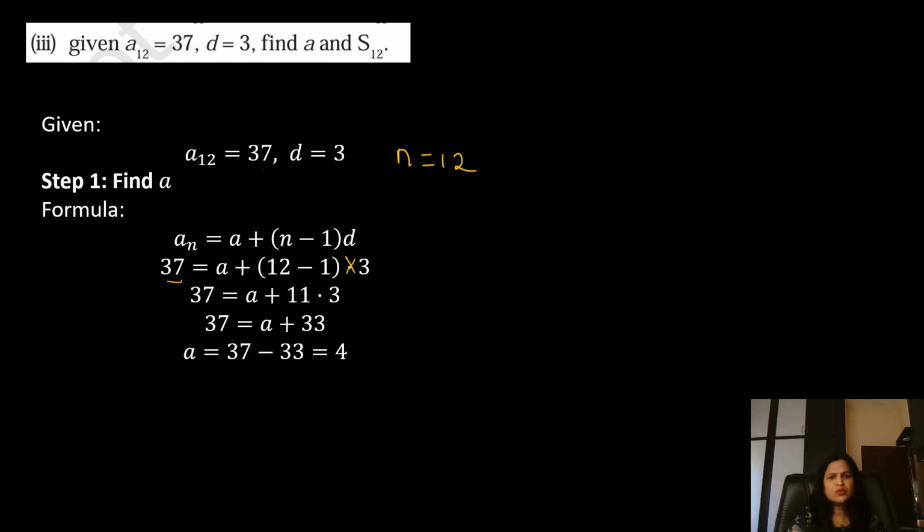Substitute the values. A12 is 37. A we don't know. Then n is 12, 12 minus 1 into d, d is 3. 12 minus 1 is 11. 11 into 3. 37 is equal to a plus 11 into 3 is 33. So 33 moves across the equal sign, 37 minus 33. 7 minus 3 is 4. A equal to 4. You found the a. First step is over. Next, S12 we will have to find out.